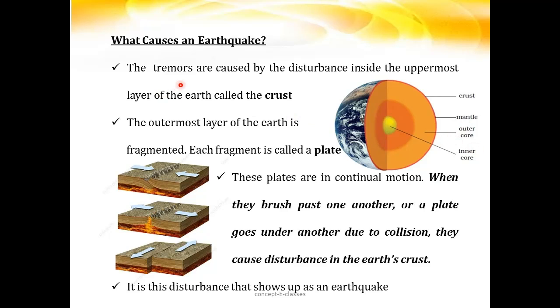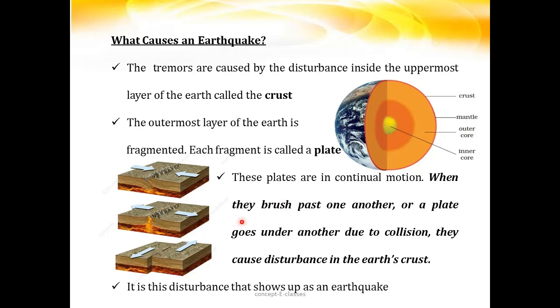Now the tremors, or the movement or the shaking, are caused by the disturbance inside the uppermost layer of the earth called the crust. The tremors are caused by the disturbance deep inside the crust. Now the outermost layer of the earth, that is the crust, is fragmented, and each fragment is called a plate. Now these plates are in continual motion.